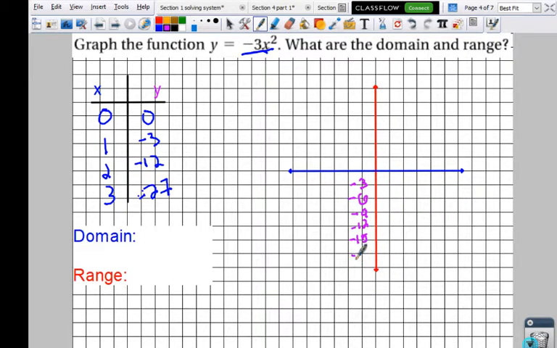Negative 18, negative 21, negative 24, negative 27. Alright.